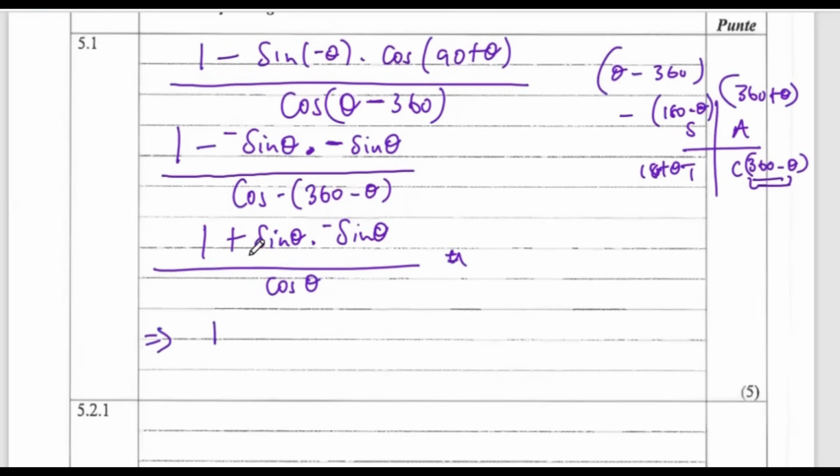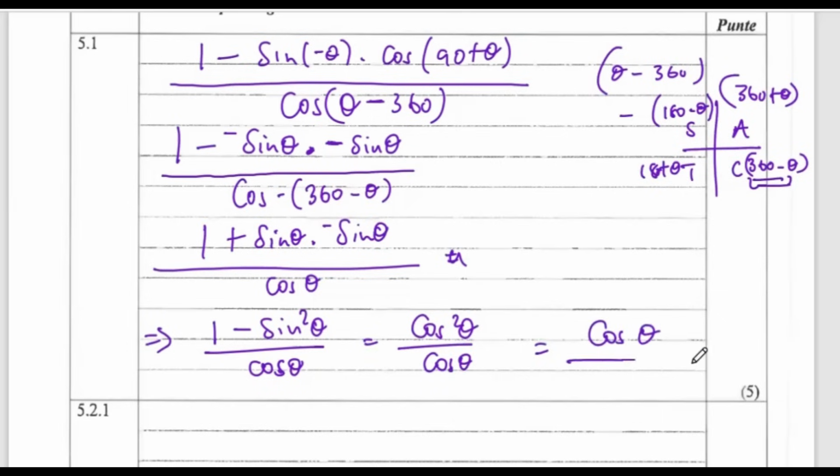This negative is going to affect that, so this is going to become, let me just write it here, 1 minus sine squared theta over cos theta. Then from our formula sheet, we know that 1 minus sine squared gives us cos squared theta over cos theta. Then we can just reduce that to just a cos. There we go. All right. So that is done.